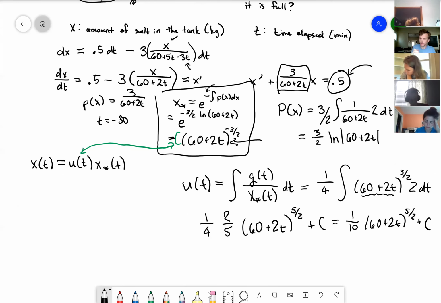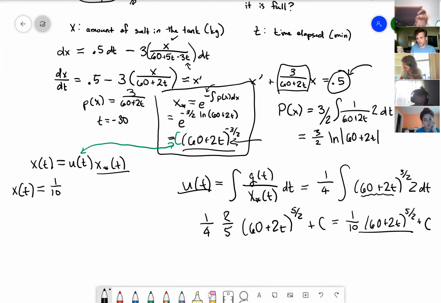Okay. Now, almost finished. We put these pieces all together to get our solution to the ODE, not our solution to the question. So our solution to the ODE is going to be this, our u of t times our x star. So what I get is 1/10, and then I've got this factor times this factor. So it's that thing to the 5/2 times that thing to the 3/2. 5 minus 3 is 2, so those cancel out. I get 60 plus 2t to the 2/2, it's just 1. Okay. And then plus our constant of integration times 60 plus 2t.